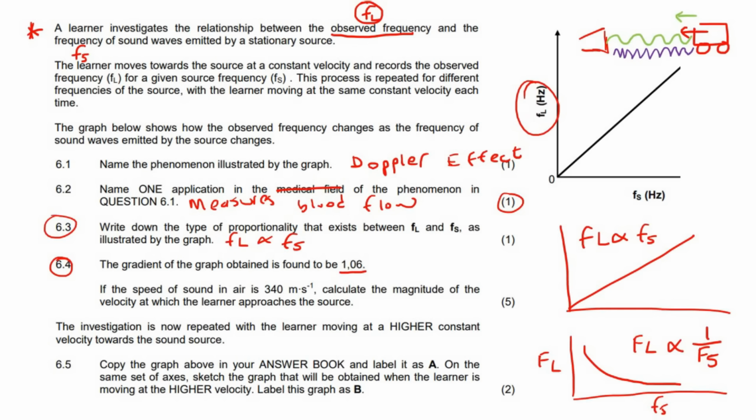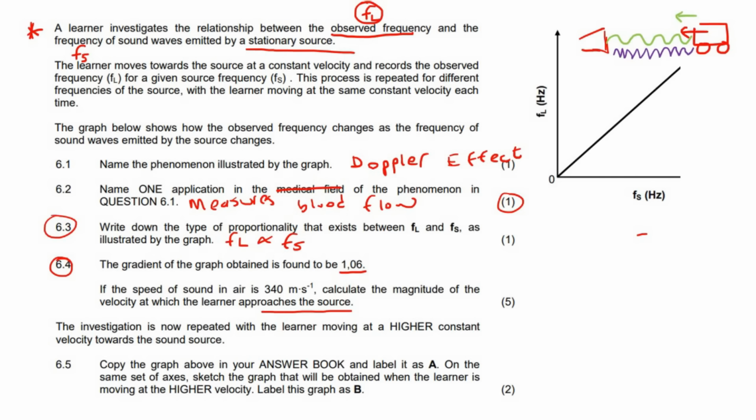This question says the gradient of the graph is obtained to be 1.06. If the speed of sound is 340, calculate the velocity at which the listener approaches the source. Now remember, it is a stationary source, so the source is not moving. So this is going to be quite a cool question. Check this out. We know from our formula sheet that we've got the Doppler effect formula. Now remember, I have explained this in previous videos. You need to know whether to use a plus or a minus, and a plus or a minus. If the one is a plus, the other one's a minus, and vice versa.